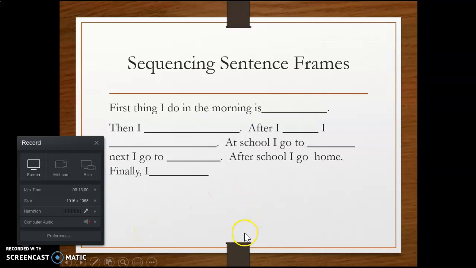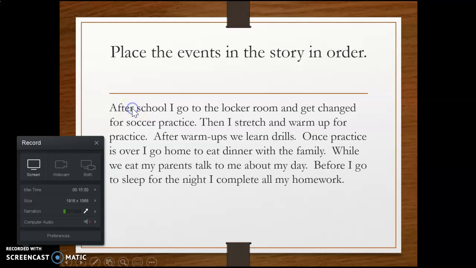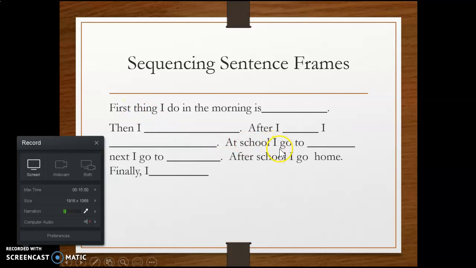Okay, try to fill in the blanks. You should have already watched the video on morning and daily activities. Try completing this activity talking about what you do in the morning. So, first thing I do in the morning is blank. Then I blank. After I blank, I blank. At school, I get to blank next. I go to blank. After school, I go home. Finally, blank.